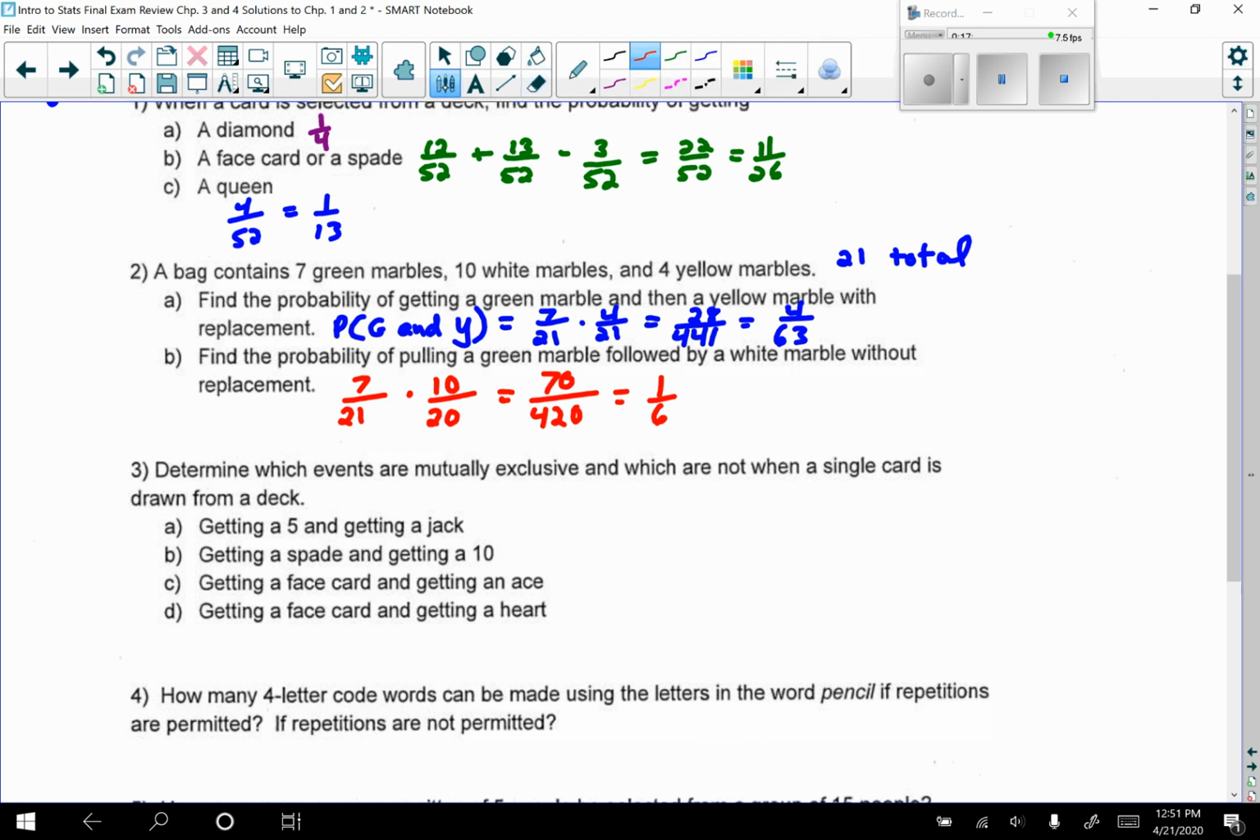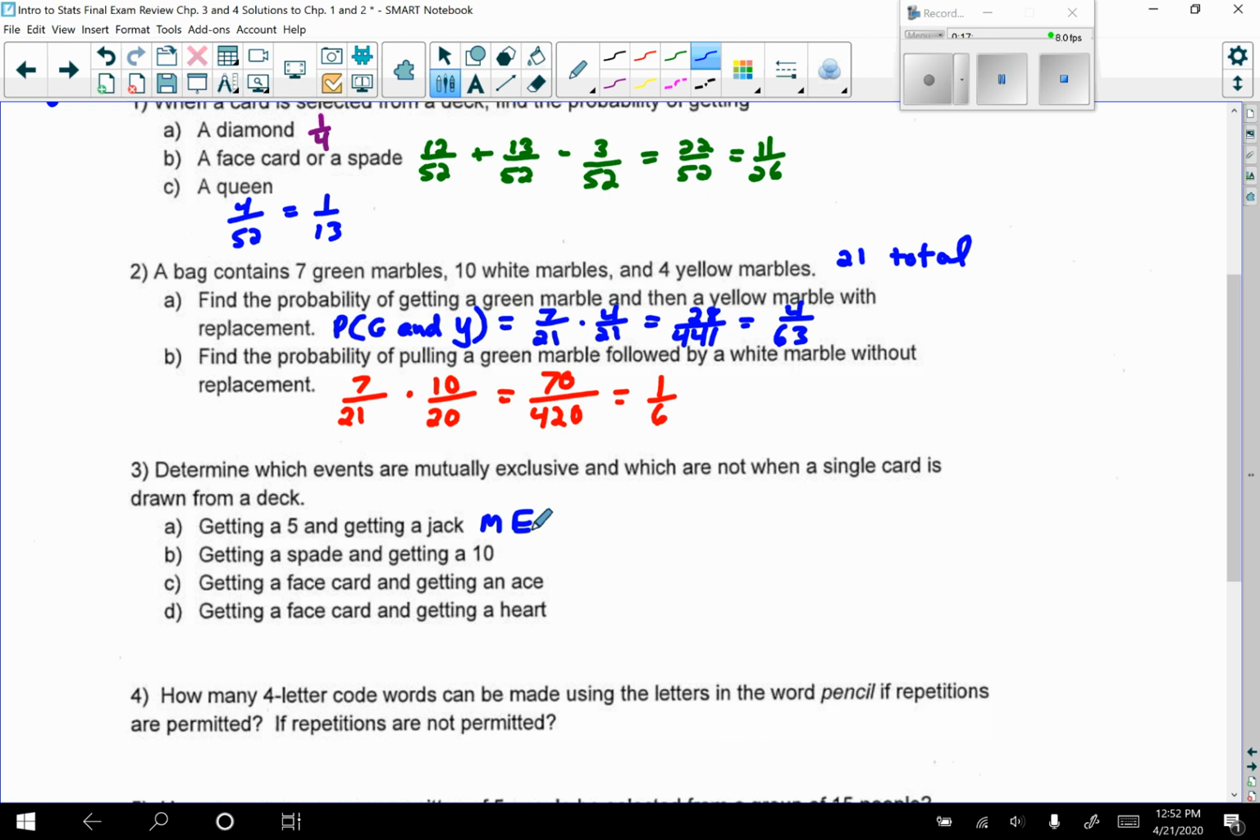All right, for 3, it's just asking you to determine which events are mutually exclusive, meaning they have nothing in common, or which are not, when a single card is drawn from a deck. So getting a 5 and getting a jack. There's no way to get a card that has a 5 and a jack on it, so we're going to say these are mutually exclusive.